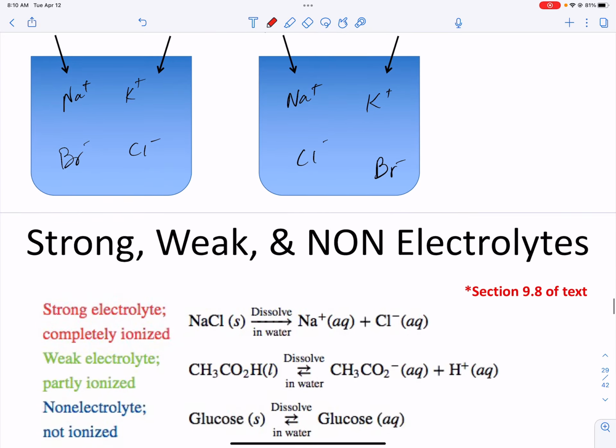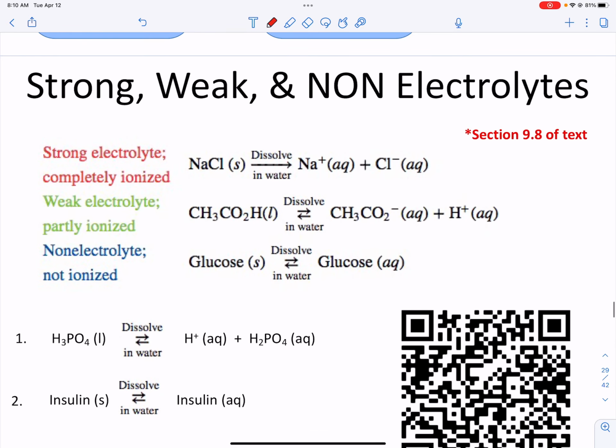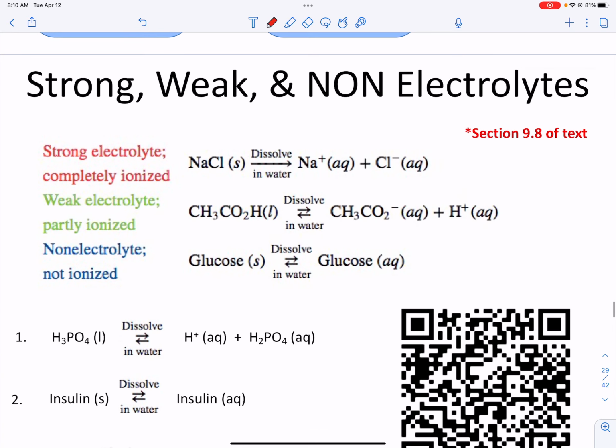Okay, the next thing to know about electrolytes is that there's different strengths to electrolytes. We have strong, weak, and substances that we call non-electrolytes. This is in section 9.8 of your textbook. I encourage you to go read it. This figure, I know it's kind of grainy, is right from your textbook. And so I want to walk you through what is a strong electrolyte.